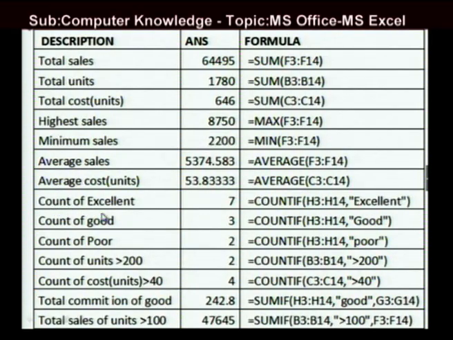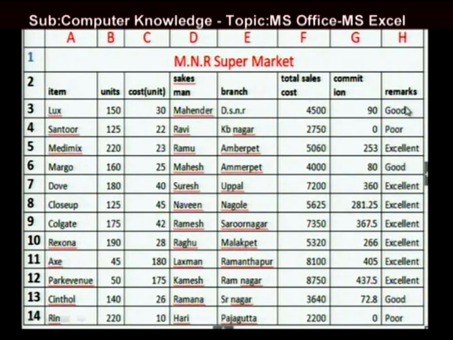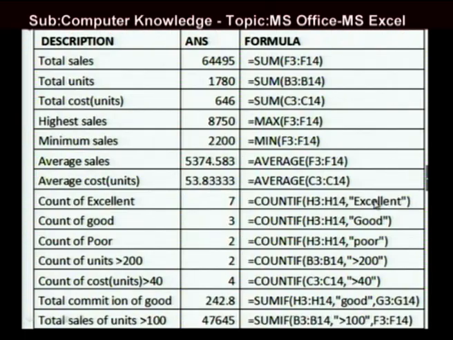Now I will explain count of excellent. Count of excellent means, here the remarks are in this column, and how many times the word excellent is repeated: 1, 2, 3, 4, 5, 6 and 7. So, COUNTIF H3 is to H14 is the data, the condition is excellent, that is 7. So, these are the important shortcut keys for COUNTIF.